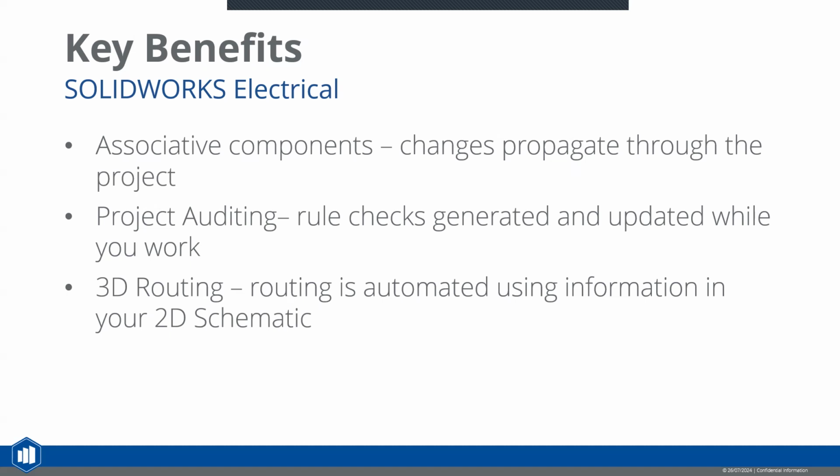Further, the 3D routing capabilities are automated using your 2D schematics. So not only can we connect to 3D CAD, but the routing of the wires between those components in the SOLIDWORKS interface is automated because of what you've done in the 2D schematic. It understands that you have a wire running from this port on this component to this port on this component, and it will make that connection for you. We're going to show that today, and I'll show you a little bit of the magic behind why it's able to do that.